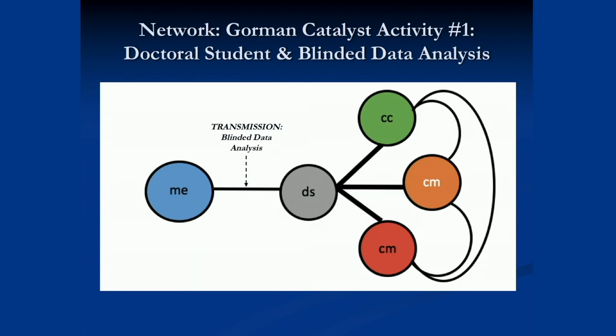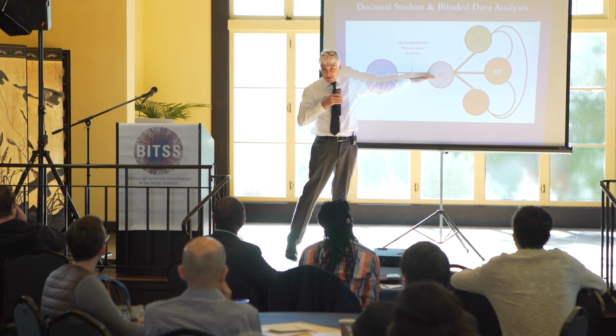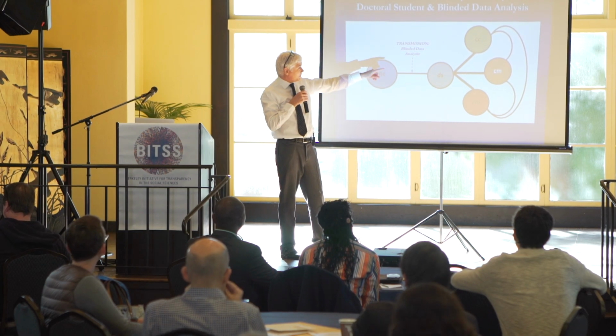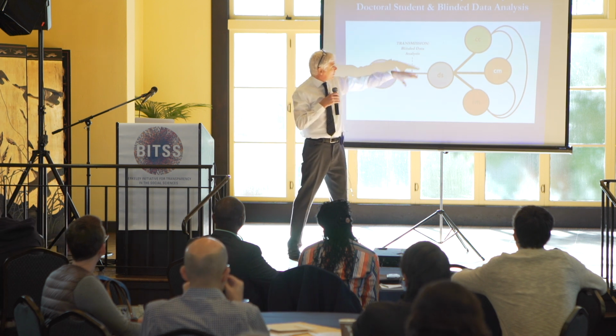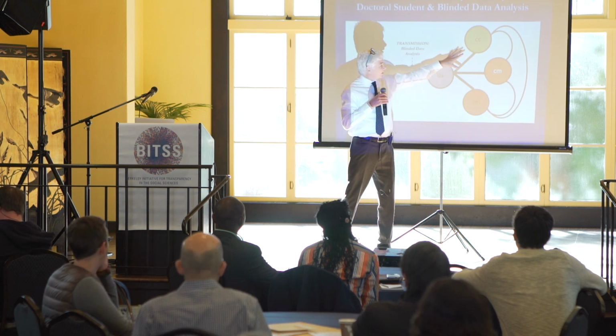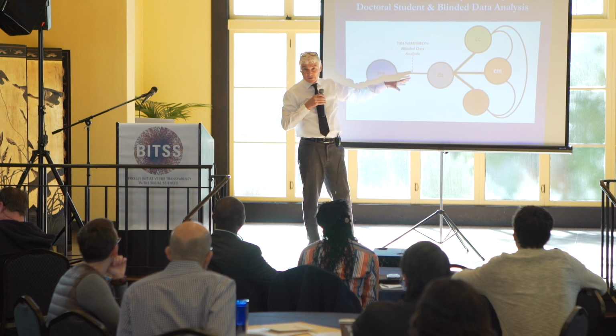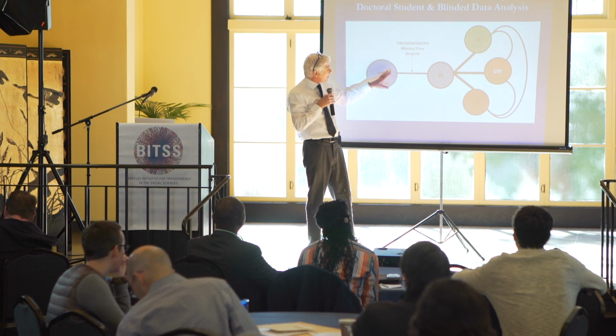Here's a simple network model. I'm a catalyst. This is one of my catalyst activities. This is me. This is a doctoral student. What I'm trying to get this doctoral student to do is use blind data analysis. So that's what I'm trying to transmit down this node. He's not in my department. He's in the HPM department. These are the other people on his committee. They form a little network that I'm not part of because I'm not in his department.